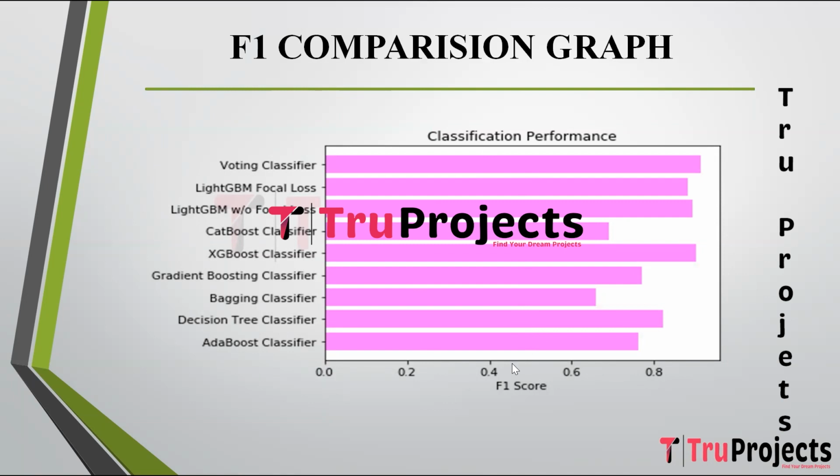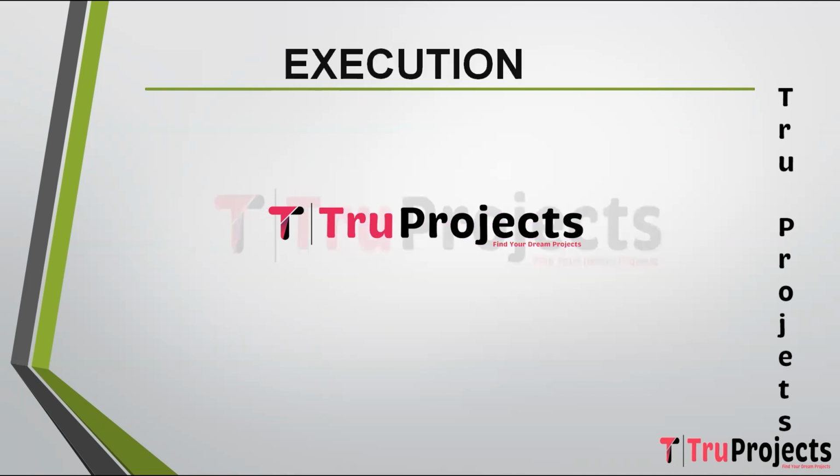The F1 score is the harmonic mean of precision and recall. It is a balanced measure that considers both false positives and false negatives. It is calculated as 2 times the product of precision and recall divided by the sum of precision and recall. It provides a single metric that balances precision and recall, making it useful when we want to consider both false positives and false negatives in the evaluation.